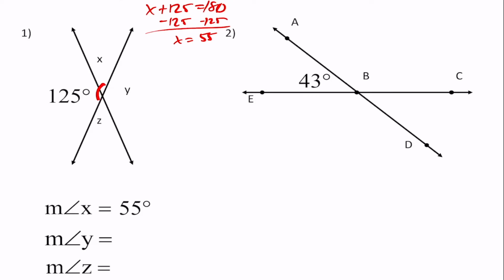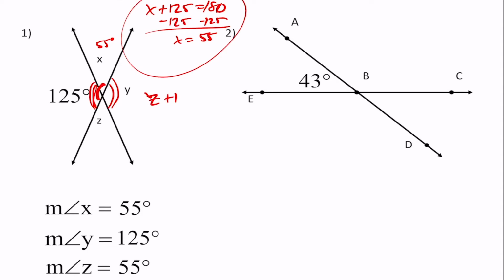After that, I could use my rules of vertical angles, because I know if X is 55 degrees, then, let's look at Y first. Y is opposite 125, so that means Y has to also be 125 degrees. And then Z is opposite 55 degrees, so that means Z has to also be 55 degrees. And if you didn't want to do that, you could have done the same thing that we did here. You could have said Z plus 125 equals 180, but that's kind of a waste of time if you already know how to use vertical angles.